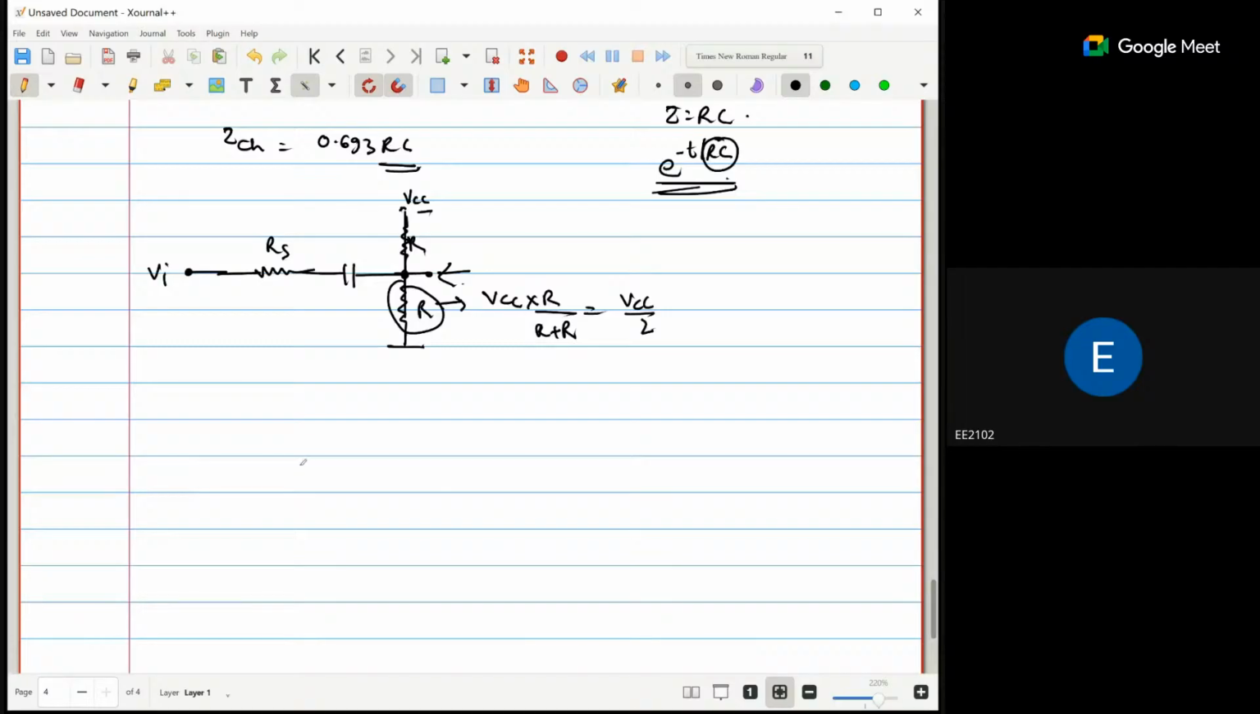Because of this VCC we are getting VCC by 2, but because of this VI we are also getting this voltage. What is that particular voltage? The voltage drop across this R: plus VI times R by 2 upon R by 2 plus RS plus 1 by CS.